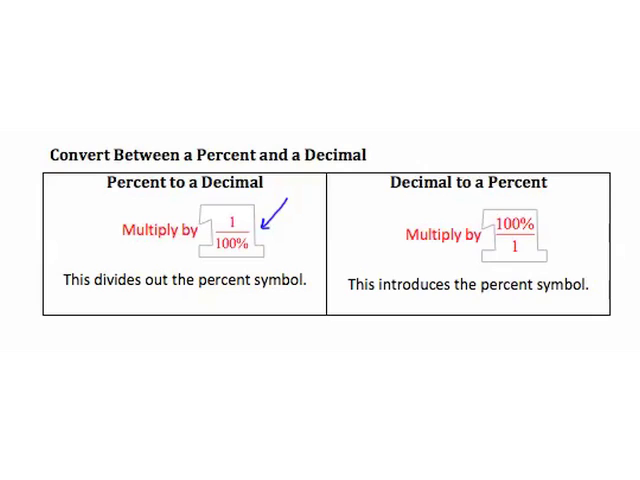Now, if we want to go the other way around, decimal to percent, we want to introduce the percent symbol. So we are going to multiply by the fraction 100% over 1. This introduces the percent symbol and will convert us from decimal to percent.